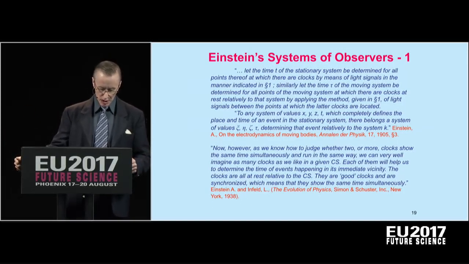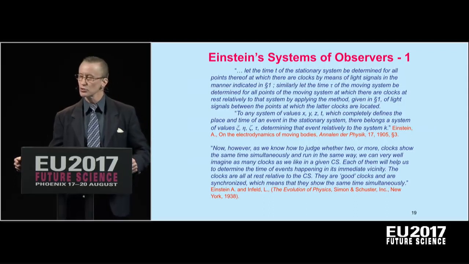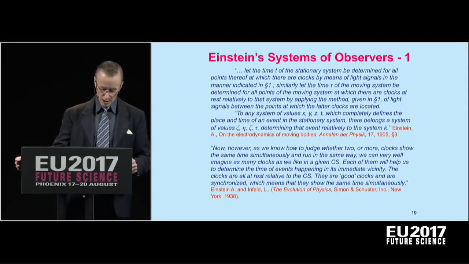Now, however, as we know how to judge whether two or more clocks show the same time simultaneously and run in the same way, we can very well imagine as many clocks as we like in a given CS. CS is coordinate system. Each of them will help us to determine the time of events happening in its immediate vicinity. The clocks are all at rest relative to the coordinate system. They are good clocks. What is a good clock?